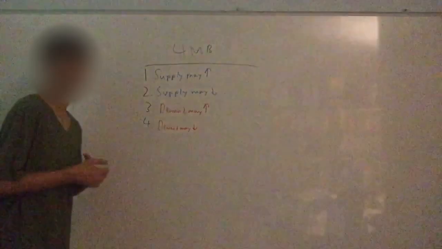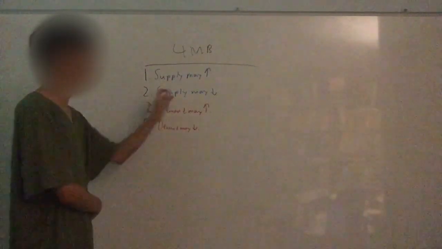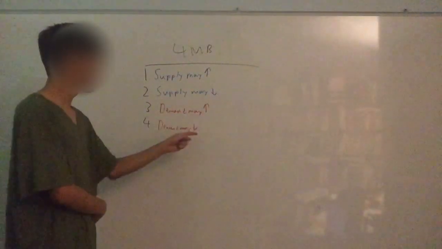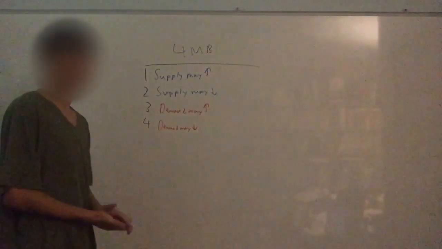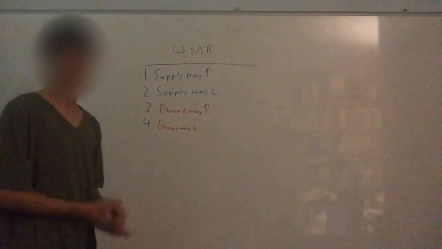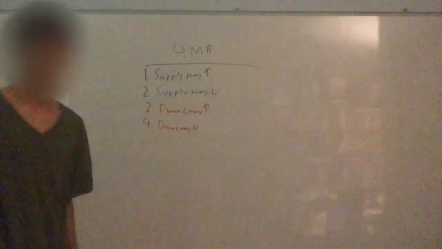And then these are the four market behaviors. The first one is that supply may increase, supply may decrease, demand may increase, and demand may decrease. Now, to help you guys get the gist of everything, I am going to show you guys a brief example of this working in a hypothetical market.